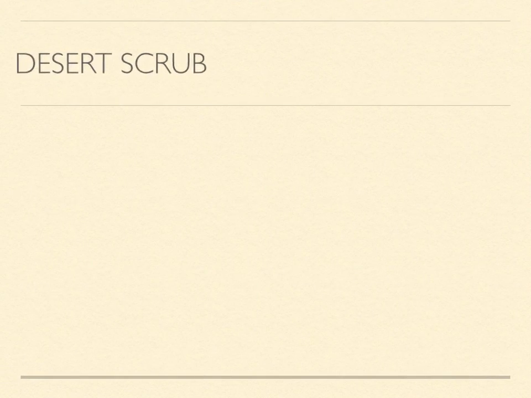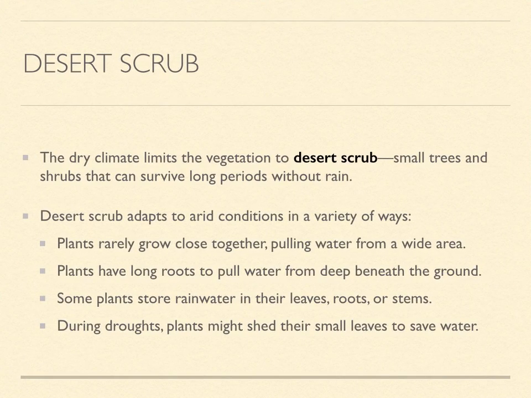Vegetation. Desert scrub. The dry climate certainly limits the vegetation. Have a lot of desert scrub, or small trees and shrubs that can survive for long periods without rain. This desert scrub has adapted to the arid conditions in a variety of ways.